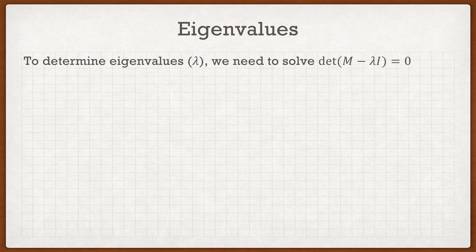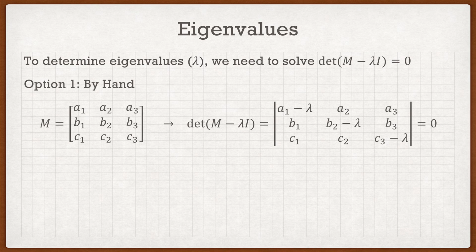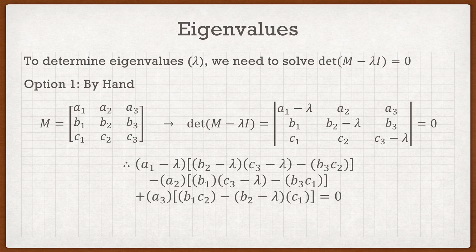So if you remember eigenvalues, we need to solve the equation the determinant of M minus lambda I is equal to 0. So we've got the first option by hand. If we define a matrix M as a 3 by 3, then all we do is take the determinant of M minus lambda I is equal to 0. So if we look at this, M minus lambda I is the same as matrix M, except we're subtracting a lambda from all 3 of those diagonal components. So if we expand out the determinant equation, we get a big, yucky cubic equation.